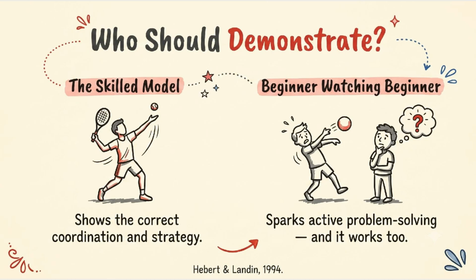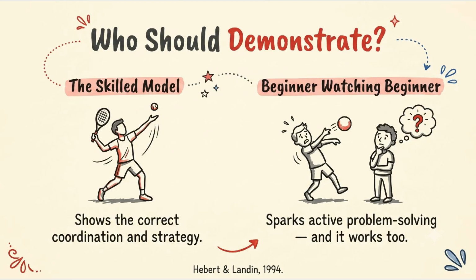First practical question: who should demonstrate? The textbook's default answer is the obvious one, a skilled model who performs the skill correctly. And there are good reasons. A correct demo gives the learner 2 things: the coordination pattern, yes, but also the strategy the model uses to solve the movement problem, which learners then copy on their first attempts.